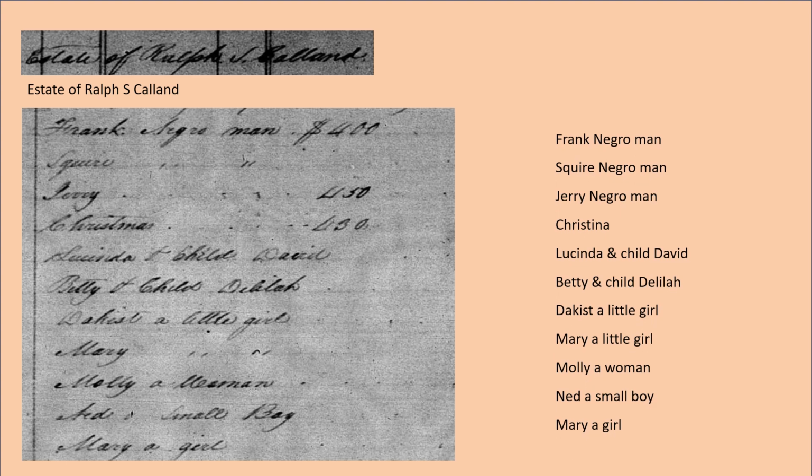Frank, Negro man. Squire, Negro man. The ditto marks mean the same as above. Jerry, Negro man. Christina. Lucinda and child David. Betty and child Delilah. Dacus, a little girl. Mary, a little girl. Molly, a woman. Ned, a small boy. And Mary, a girl.